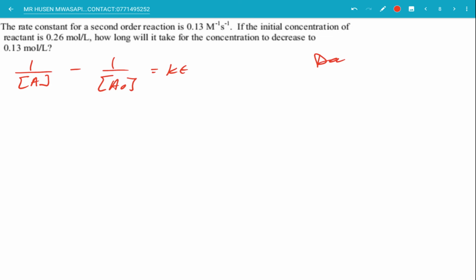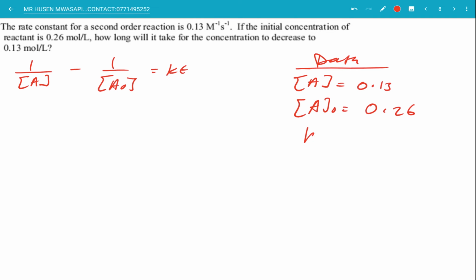Kt. So if you collect data, look for the concentration after some time, and in this case it's 0.113. Then look for the initial concentration. The initial concentration is simply 0.26. Then the rate constant K is given to be what? 0.13. And the time is what we're looking for.